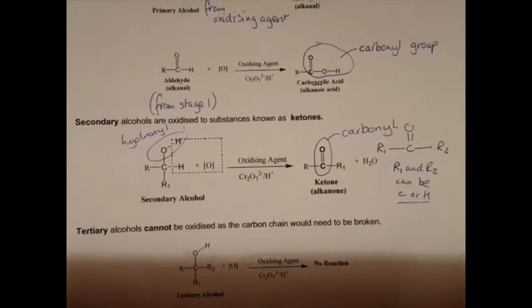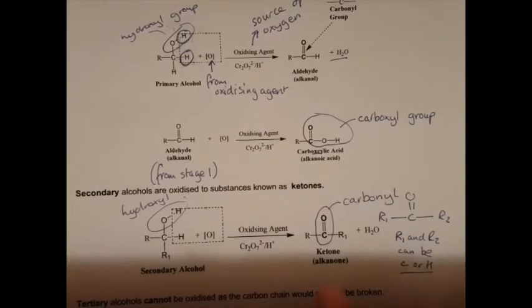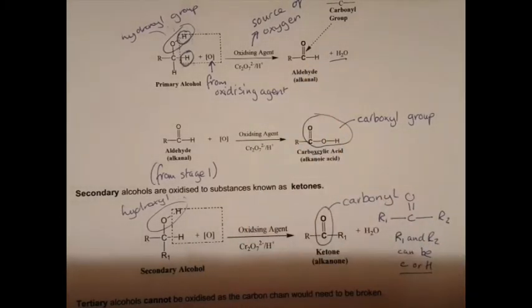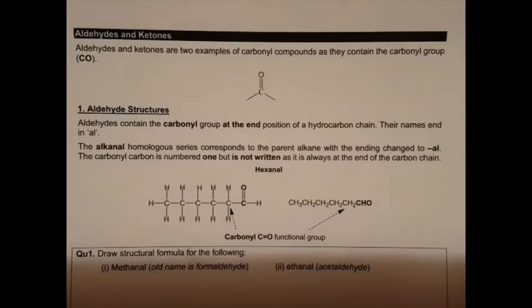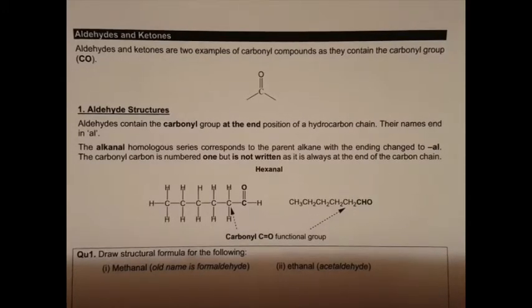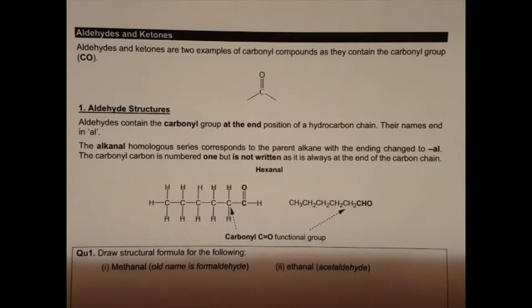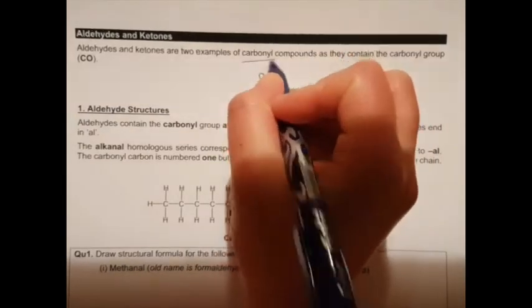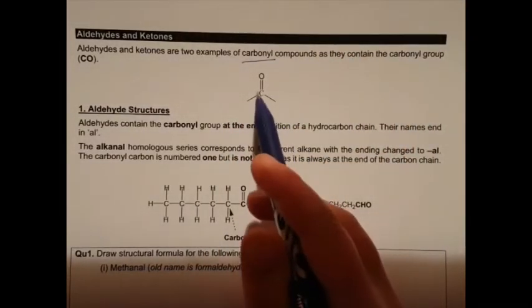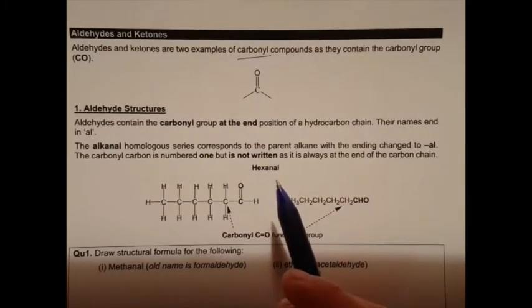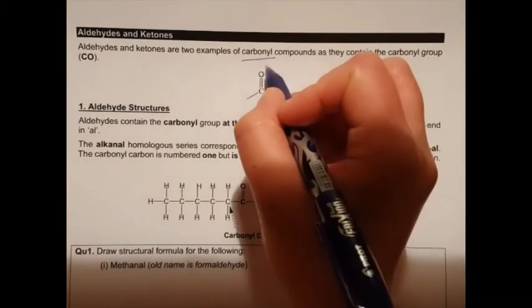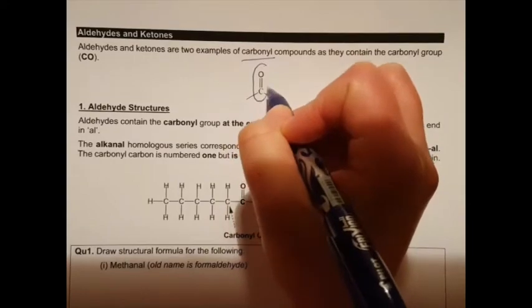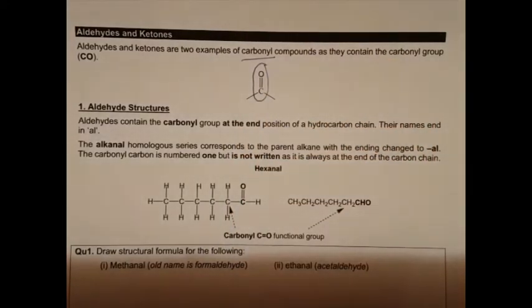Okay, so we're going to move on to the next section, and in the next section of the notes, we're going to focus on these aldehyde and ketone structures and how we name these and draw their structures as well. Okay, so you should have moved on now to page 24. Aldehydes and ketones. So aldehydes and ketones are 2 examples of carbonyl compounds, as they contain the carbonyl group, which is given here. So you might be asked to circle the carbonyl group in a structure, and if you were asked to circle the carbonyl group, you would just circle the carbon and the oxygen.